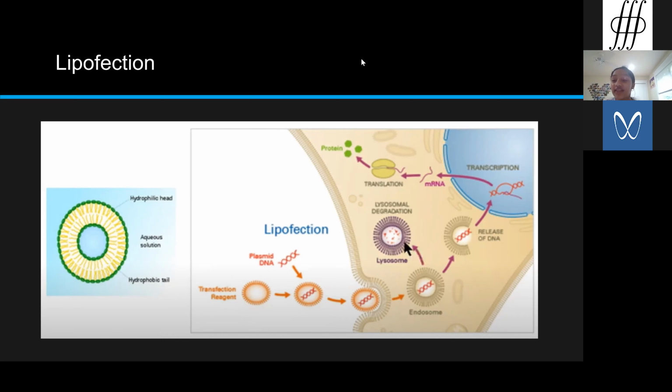Okay, yeah. So then the DNA is released into the cell, and then transcription occurs, and then with the mRNA, right? So the new DNA is transcribed to the mRNA, and then translation occurs where the protein is produced.